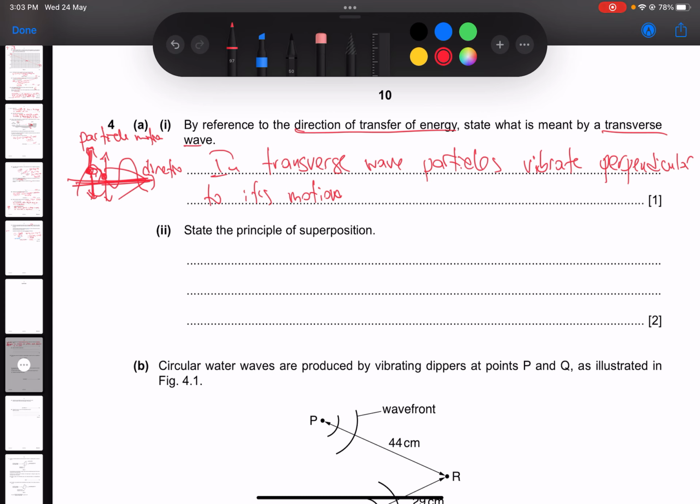The next question, state the principle of superposition. What is superposition? It's simple overlapping of waves, right? So here a wave is going, another wave is coming. They overlap here. This is called superposition actually. Overlapping of waves is called superposition.